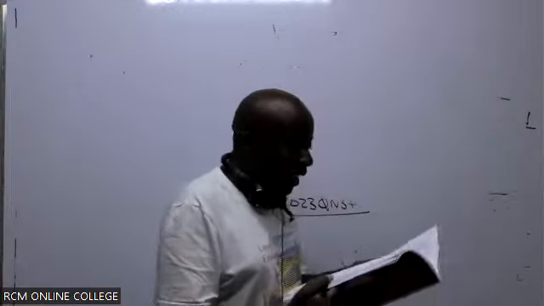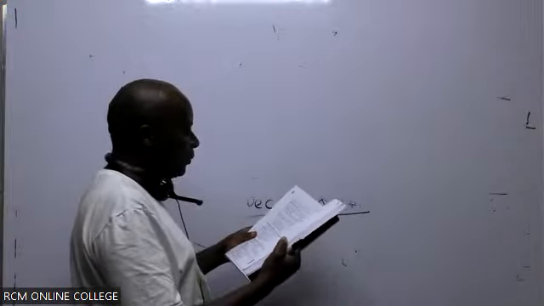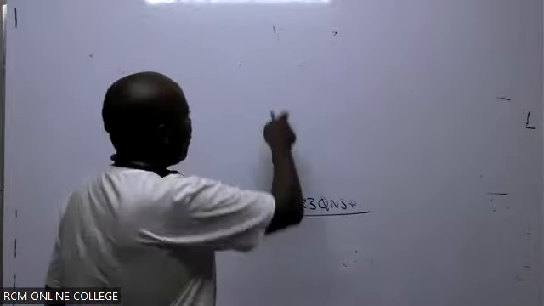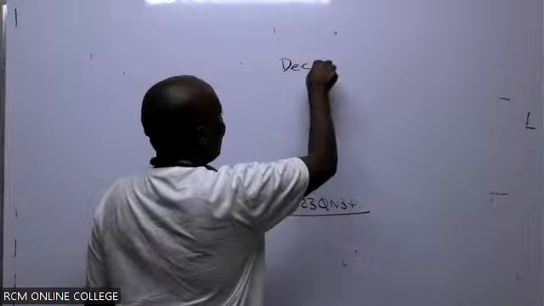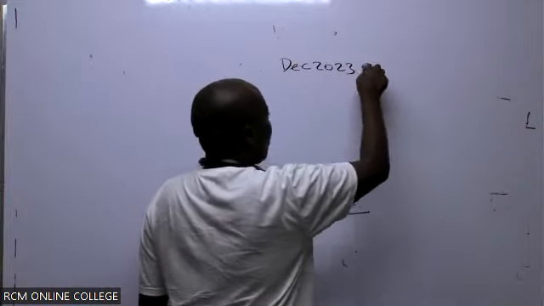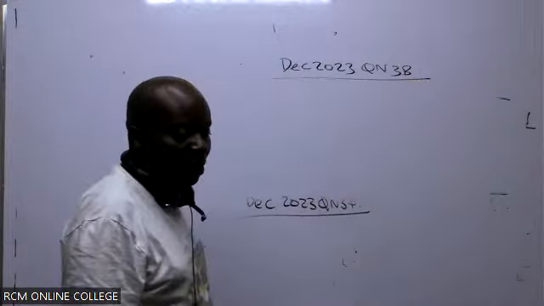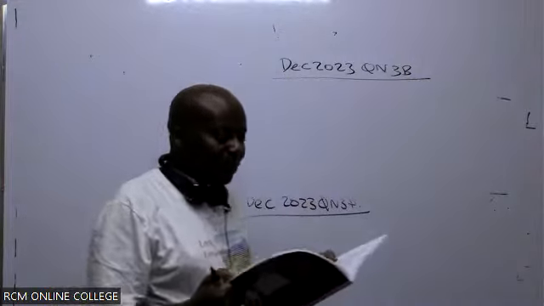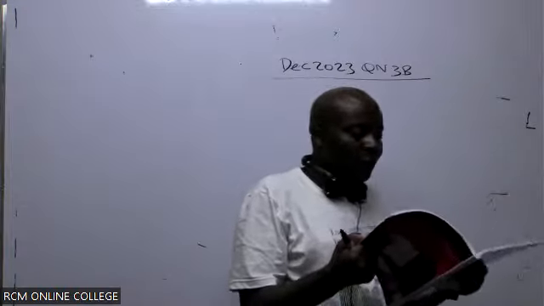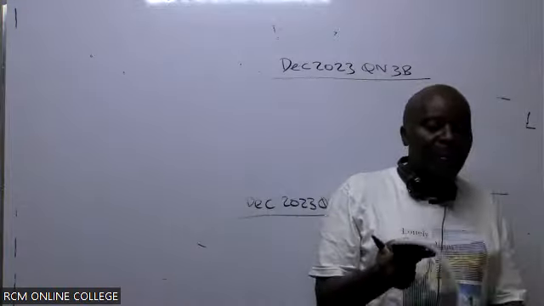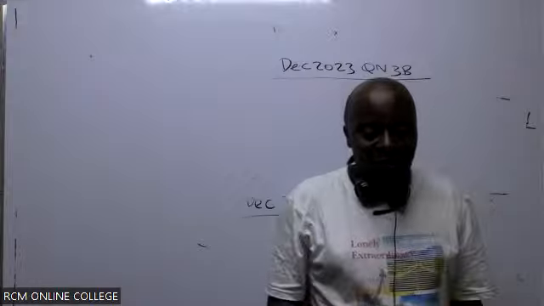Corporation tax rate applicable is 30%. So we are doing this December 2023, question number 3B. Somebody has already shared the question on the WhatsApp group. They want us to give them the non-diluting maximum exchange ratio.